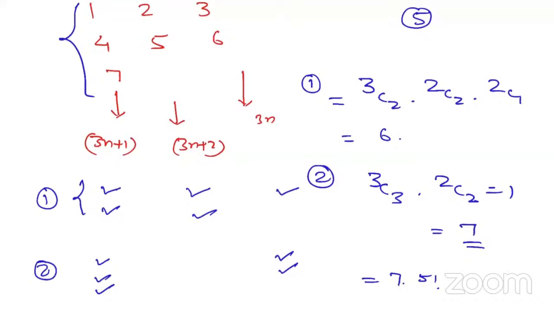First thing what I did is that I divided this in the form of 3n+1, 3n+2 and 3n. Is it okay or not? Yes, sir. No confusion in this? But why have you taken 3n+1 like this?